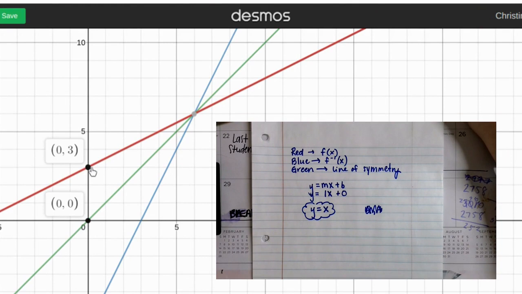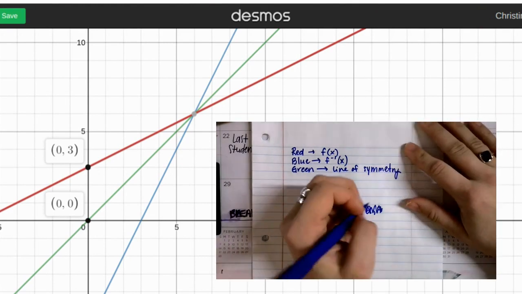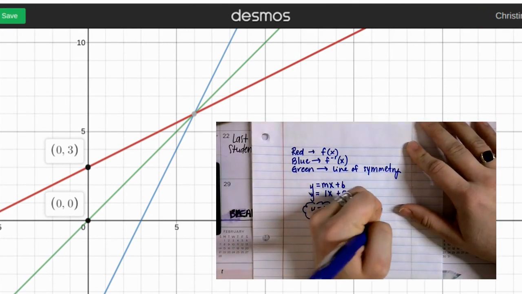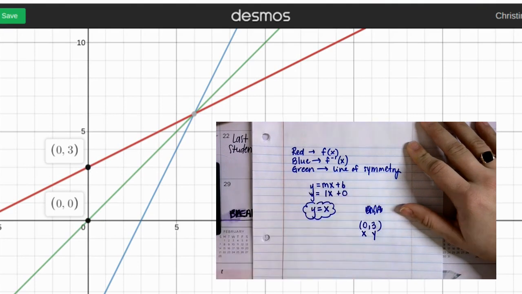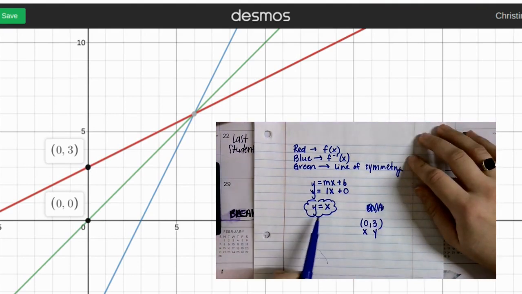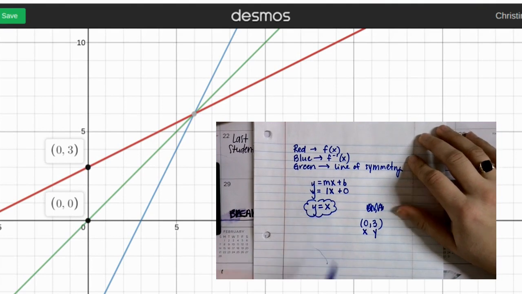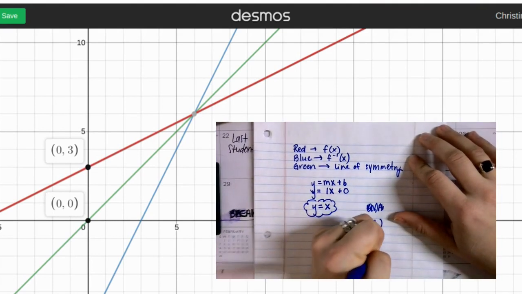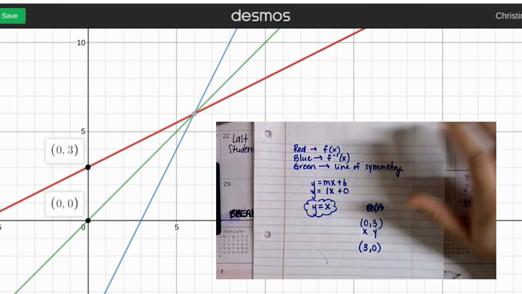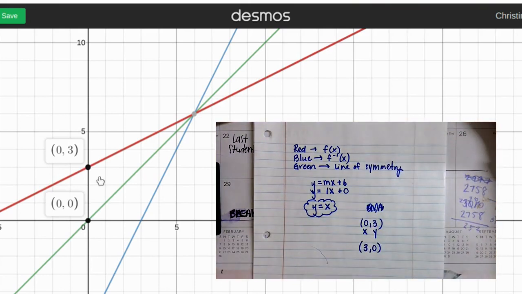So for example, if I would take this point (0, 3). So let's say I have (0, 3). This is my x, this is my y. Well, according to our equation, when we take the inverse, my y becomes my x, and my x becomes my y. So the new ordered pair would be (3, 0) on my inverse line. So let's take a look at my blue inverse line right here. And sure enough, that point that would mirror across is (3, 0).